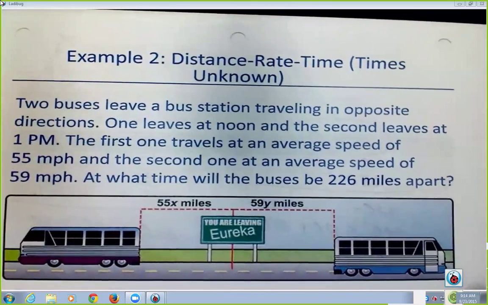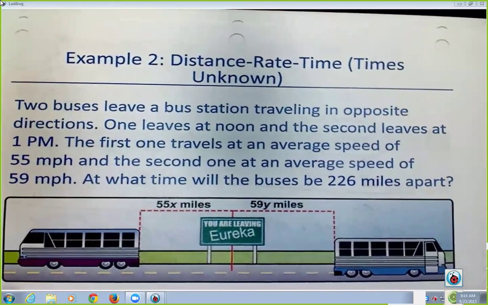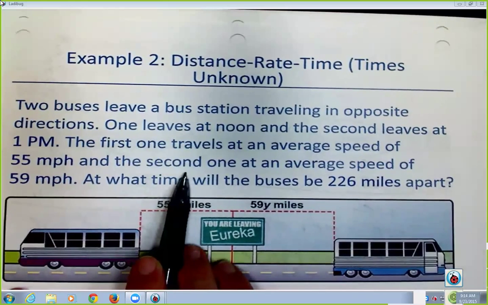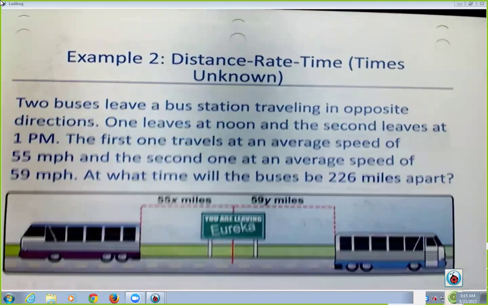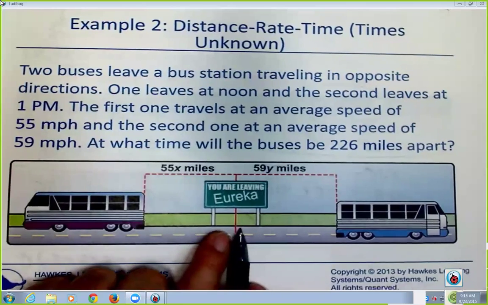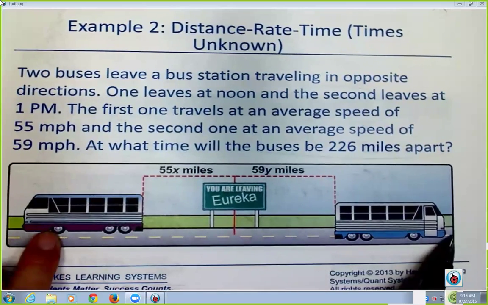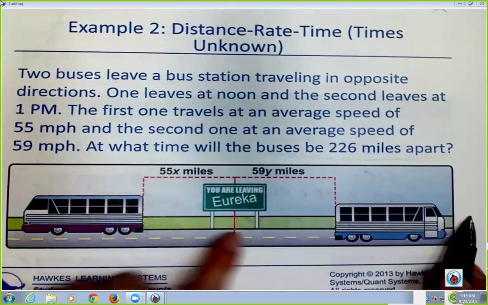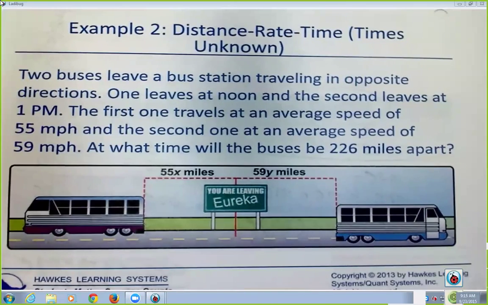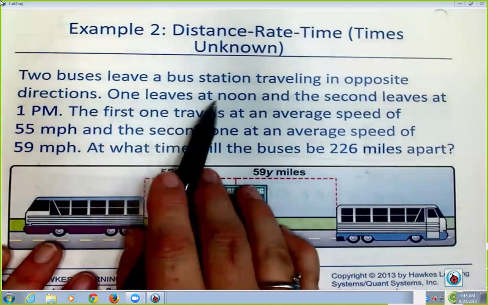Another one just to watch and follow along with. Again, you're going to have one of these on your sheet, so you don't have to busily write everything, because we will go through another one like it that's on your sheet. Two buses leave a train station traveling in opposite directions. Sometimes drawing pictures helps me with these, because I can see that I'm at the train station, one bus goes this way and one bus goes this way. So again, they're leaving at different times. One leaves at noon.